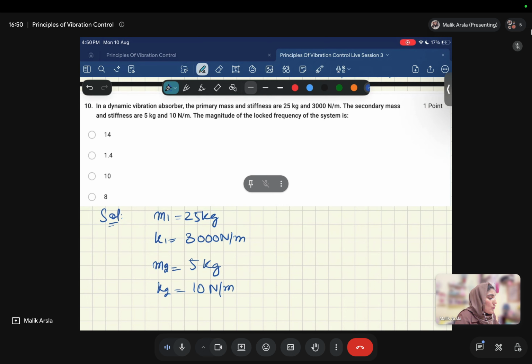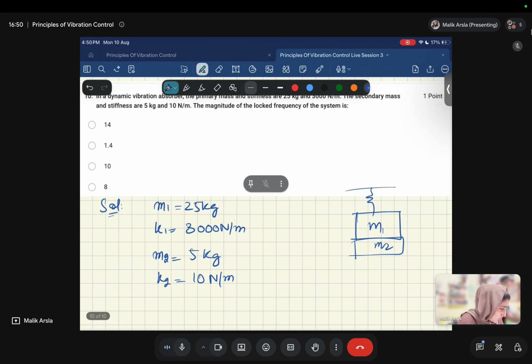The magnitude of locked frequency. Okay, so we have to find the magnitude of locked frequency. We know that the locked natural frequency of the system is when the absorber is rigidly attached to the primary system. Basically, this secondary system and the primary system are rigidly attached to each other. That time the natural frequency is known as the locked frequency.